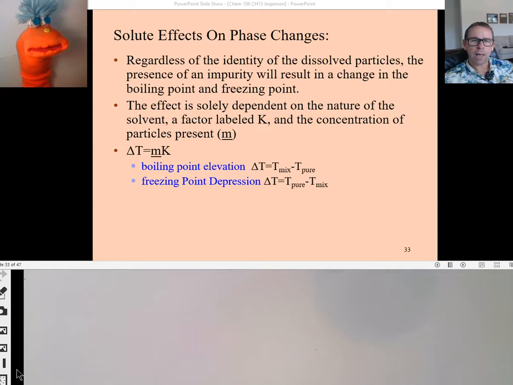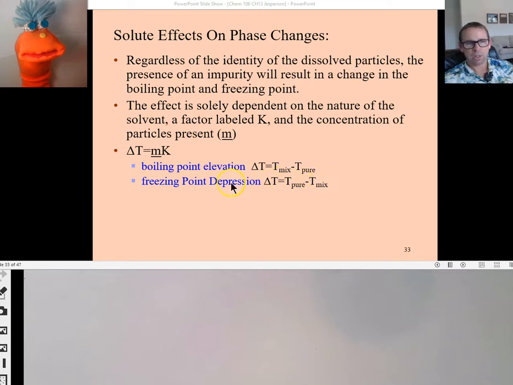Okay? So when we add salt to ice, the ice melts because the salt has lowered the freezing point of that water. That's right. It's lowered the freezing point. The resulting solution of salt and water can still freeze, but the temperature needs to come way down for that resulting solution to freeze. And we call this a freezing point depression. Freezing point depression: the change in temperature equals the freezing temperature of the pure substance minus the temperature at which the mix freezes.